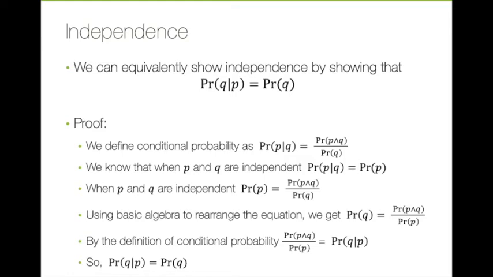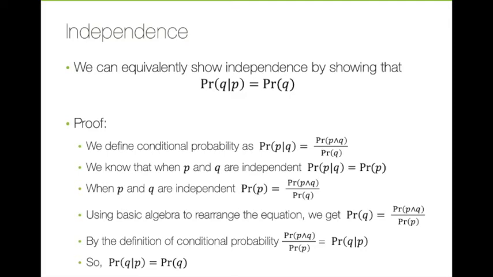Now we just showed that P and Q are independent if the probability of P given Q is equal to the probability of P. We can also show independence just as well by showing that the probability of Q given P is equal to the probability of Q. So whether we appeal to the probability of Q and Q given P, or the probability of P and P given Q, is equally good, but we have to pay attention to getting the right order.